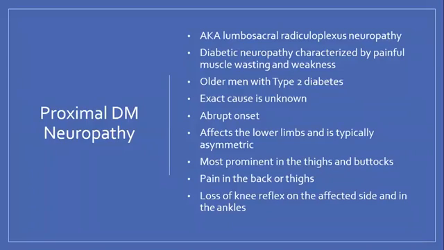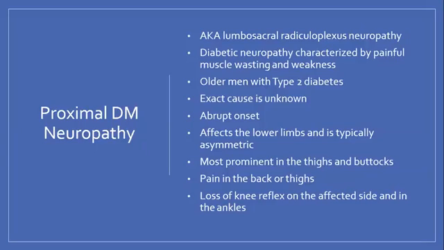Next, when it comes to diabetic manifestations in muscle, we're going to talk about proximal diabetic neuropathy, also known as amyotrophy, and it's also known as lumbosacral radiculoplexus neuropathy. Diabetic neuropathy, this is a diabetic neuropathy that's characterized by painful muscle wasting and weakness, most commonly seen in older men with type 2 diabetes. The exact cause is unknown.